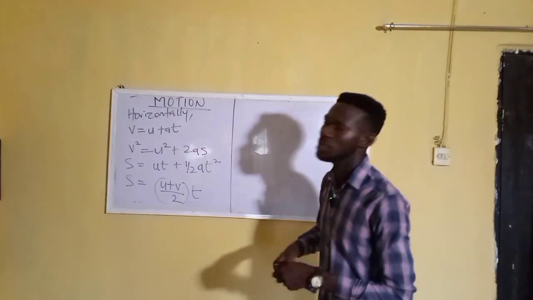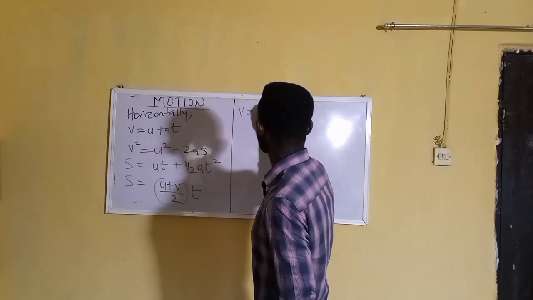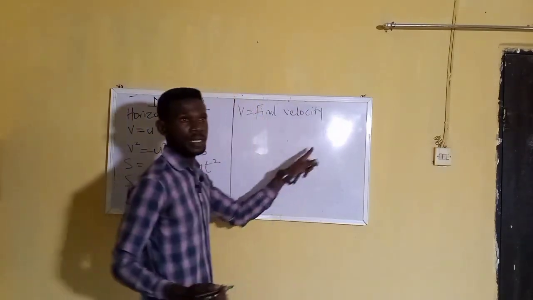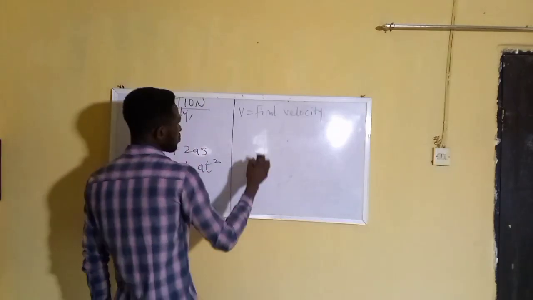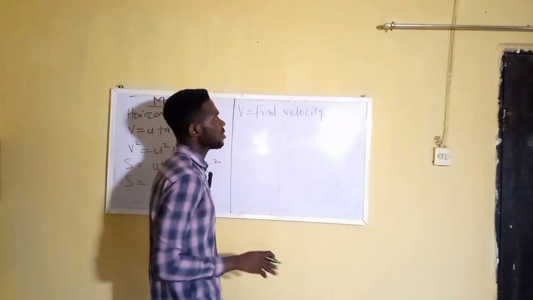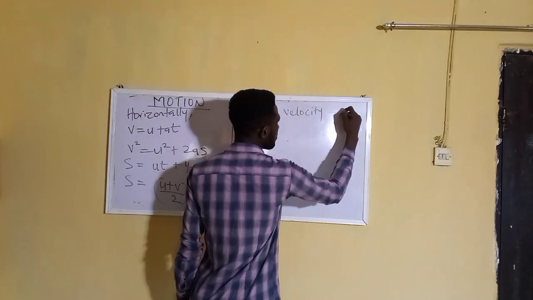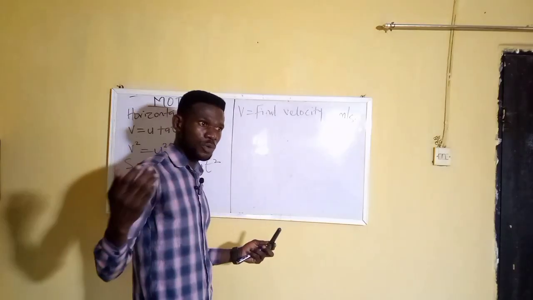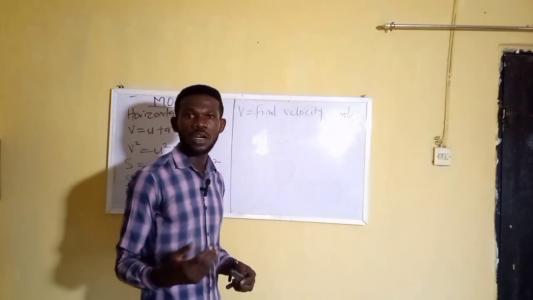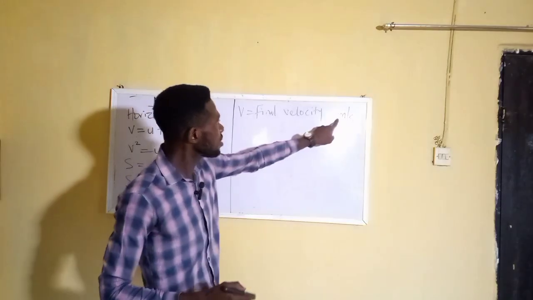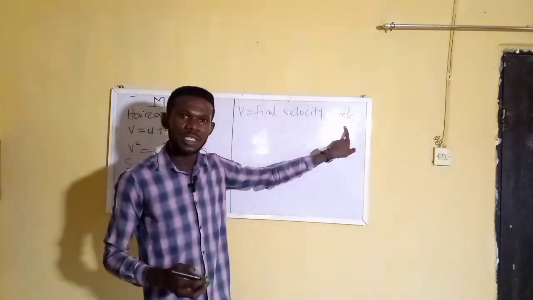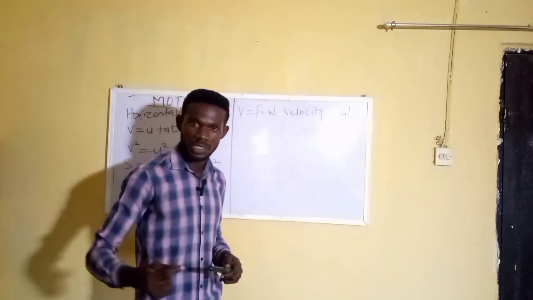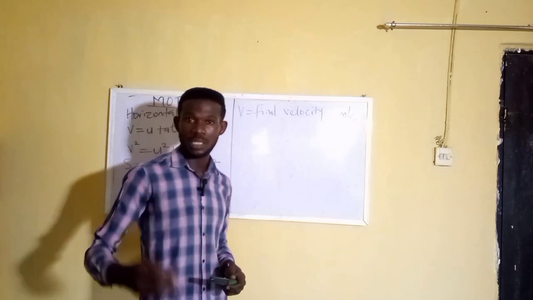So if you're talking about V, our V is actually what we call final velocity. Now, what is the unit for final velocity? The unit for final velocity is meter per second. So when you see a statement in which you are given a figure and you have meter per second there, you should know that the quantity we are talking about is velocity. So the unit for velocity is meter per second.